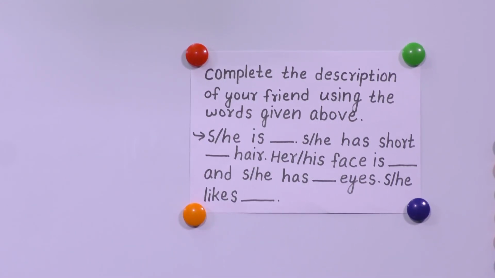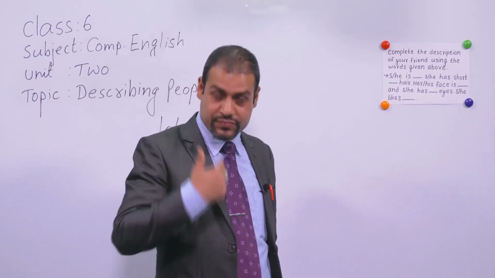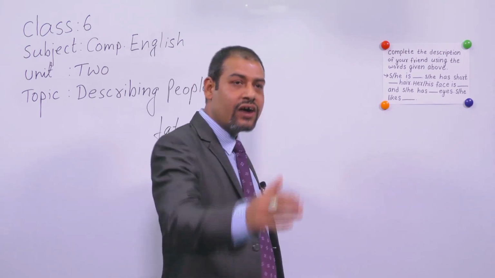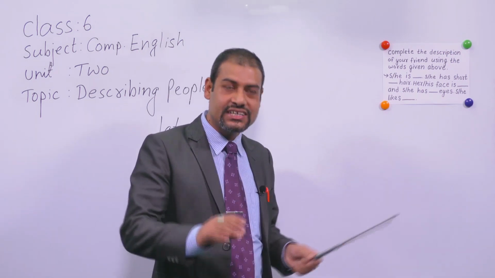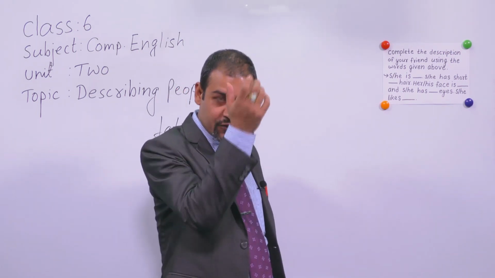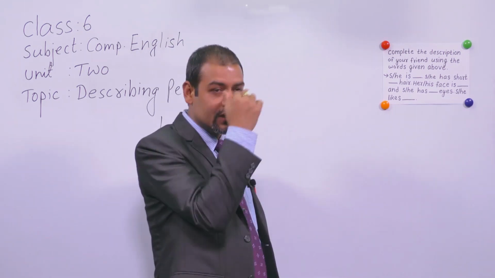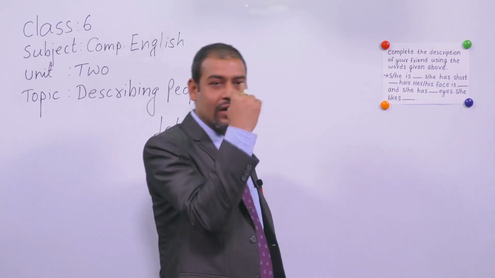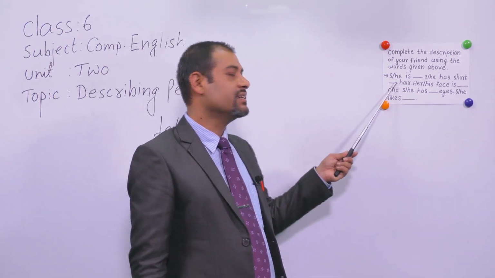See, so far we have already discussed many words to describe the parts of our face and body. Do you know it or not? Now you can use those words to complete this text. For example, you are going to describe your friend: what type of face your friend has, what type of hair, what type of nose, what type of eyes. We are going to describe that here.